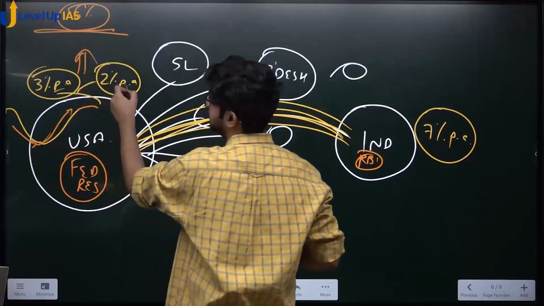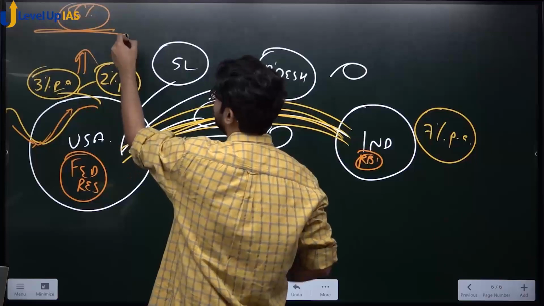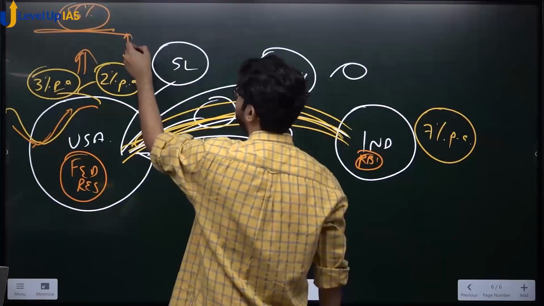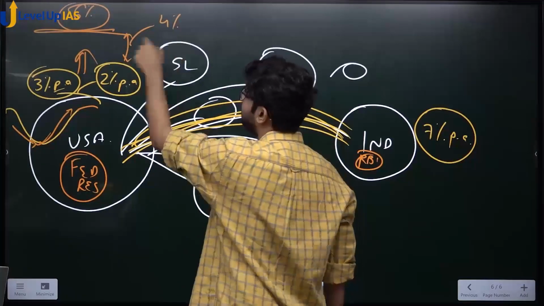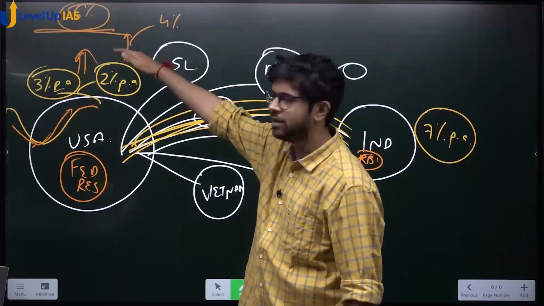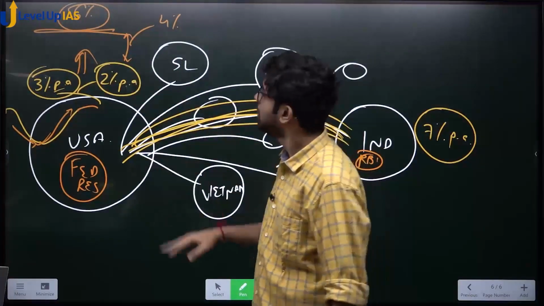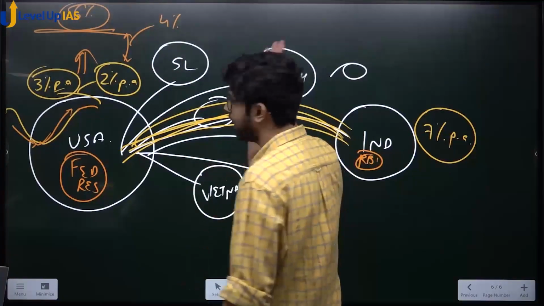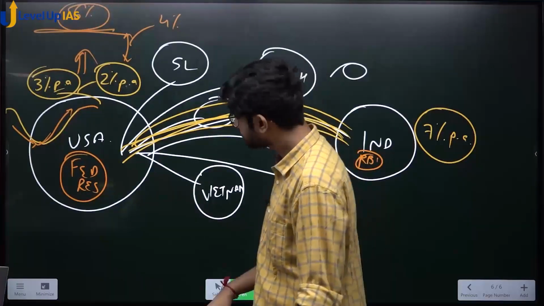Currently it is at 2%. How much is the gap now? 4% is the gap from the average, the normal level. Okay? How much are they getting here? They are getting a lot. They are getting 5%. Very happy.